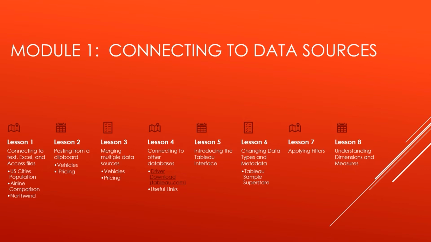In data source view, you learned how to change data types and metadata once we connected to the Tableau Sample Superstore data source. You also learned how to apply filters both at the data source and the sheet level. And we ended up with an explanation, which you could actually see in the file, of dimensions and measures. And you also learned about discrete versus continuous.